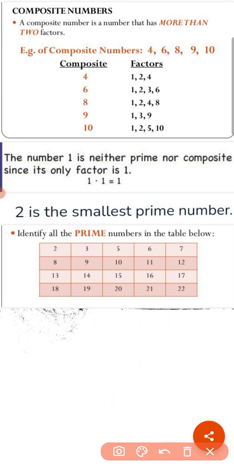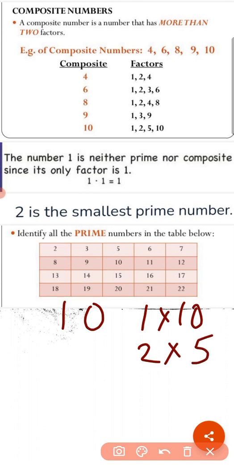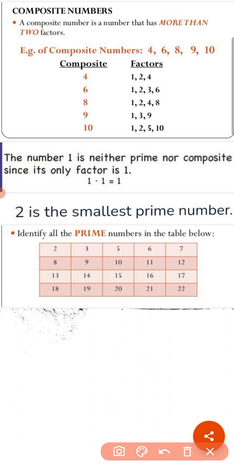Let us check one more example. Number 10. 1 into 10, 10. 2 5s are 10. So the factors of 10 are 1, 2, 5 and 10. How many factors, children? 4 factors. So it is a composite number. Clear? So a composite number is a number that has more than 2 factors.